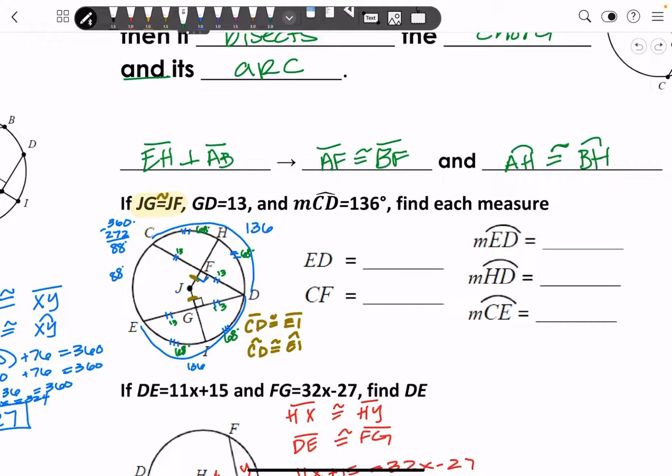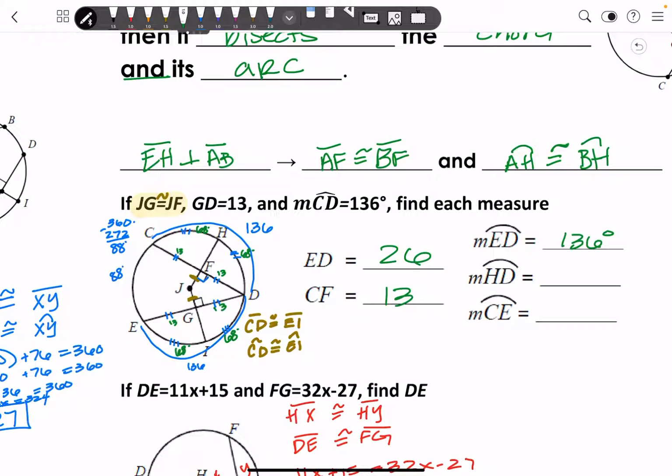It's asking us for the measurement of ED. Well, 13 plus 13 gets us 26. CF, we know it's congruent, so it's 13. The measure of arc ED. Notice this is a minor arc, so it's not going all the way around. In fact, it's just asking us for that 136 degrees.